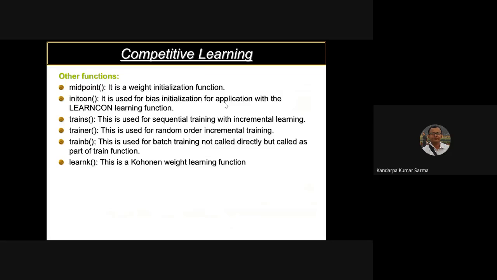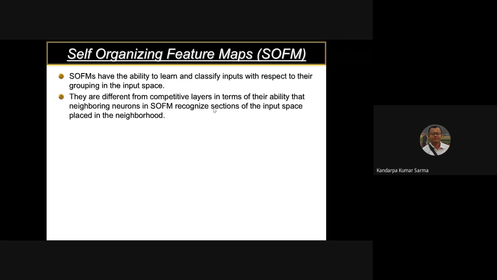Then learnk is used as the Kohonen weight learning function. Then learncon is a conscience bias learning function. So how will the self-organizing feature maps look?